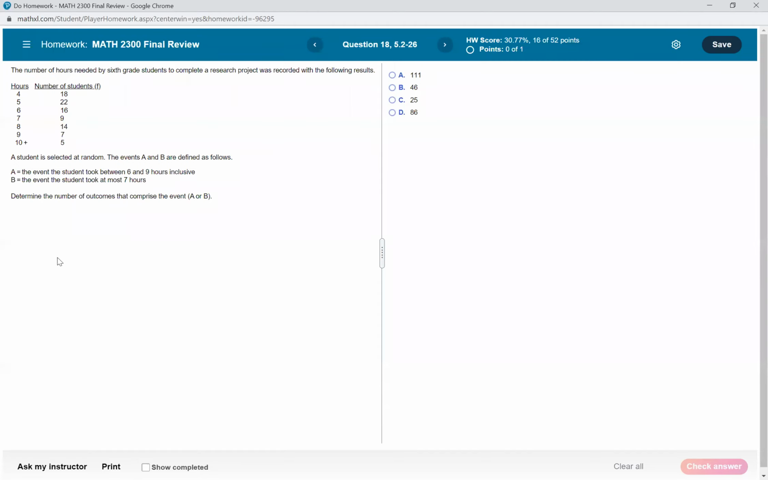So that means for event B, the number of students should be from here to here, at most 7 hours, so maximum 7 hours.